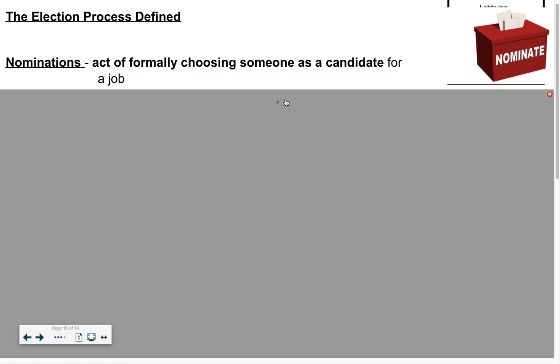We're going to start with nominations, not originally one step of the election process mentioned in your booklet. Nonetheless, it's something that we need to know about. Nominating is like dropping votes into a bucket. It's essentially choosing someone as a candidate for a job. We did this. It was our first step when we had our ballot, our full list of candidates for our 2 student council reps, and you voted for 3 or 4.